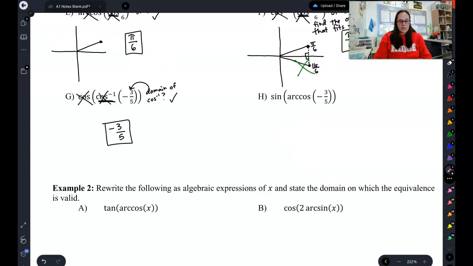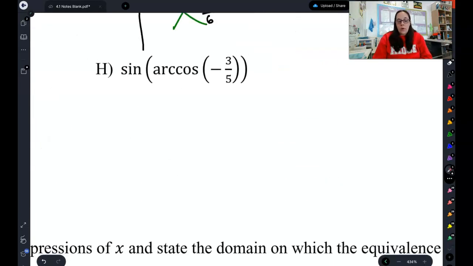Now, last one for this video. Let's talk about what we do when they're not matching. So this is sine of arc cosine. Those can't cancel each other out because they're different functions. This one's the sine function, that one's the arc cosine function. So there's no canceling here. Anytime you have two different functions next to each other, you're going to use the inside function to create a triangle and the outside function to answer.